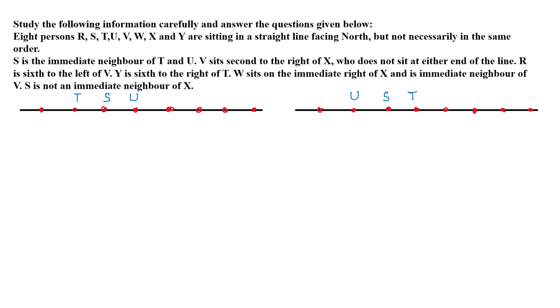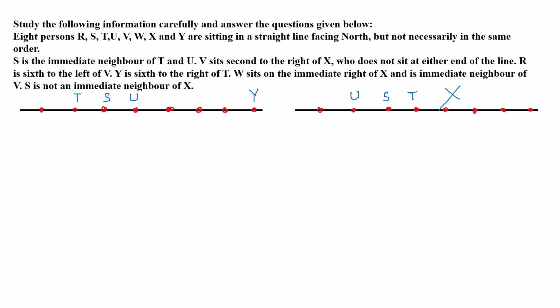Next, Y is the sixth to the right of T. So from T, you have to go 6 times towards the right. So 1, 2, 3, 4, 5, 6. So here will come Y. Now in the second arrangement, if you try to put this, Y is the sixth to the right of T, so 1, 2, 3, 4, I cannot put. It means this arrangement we cannot proceed.